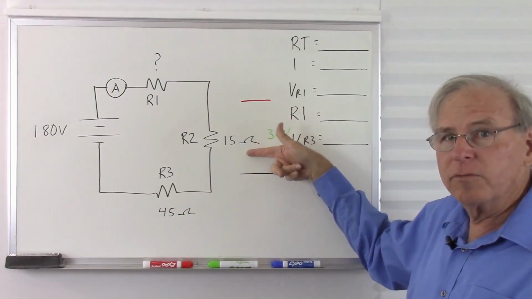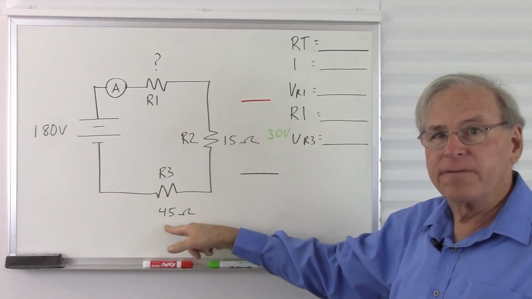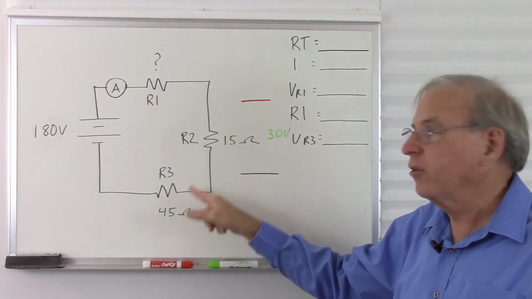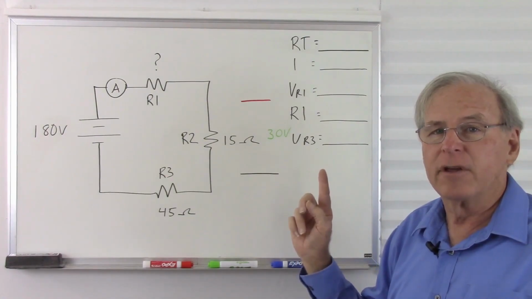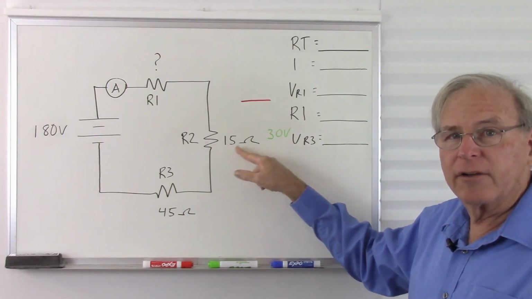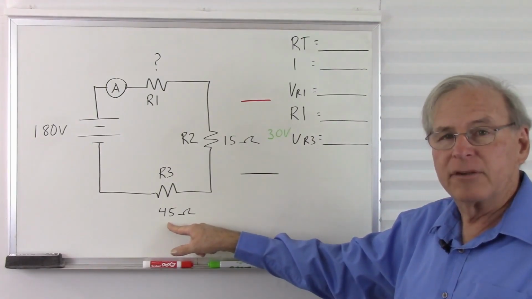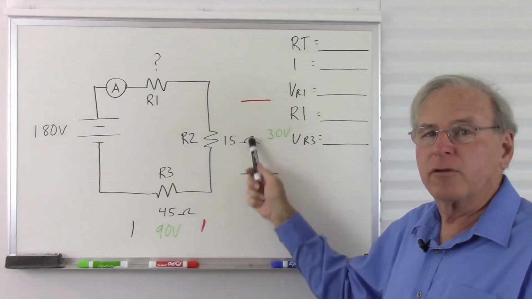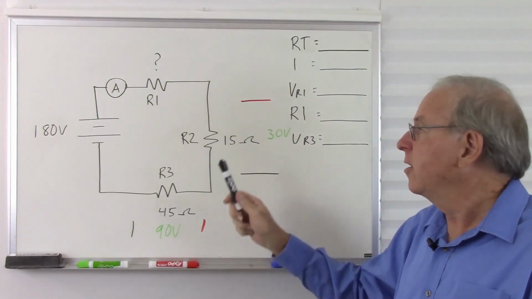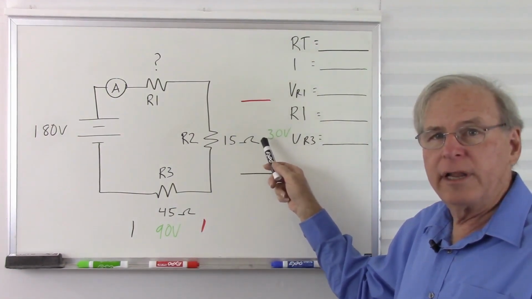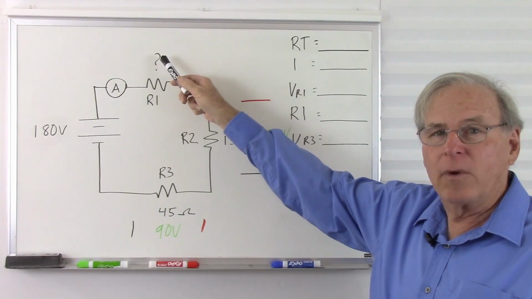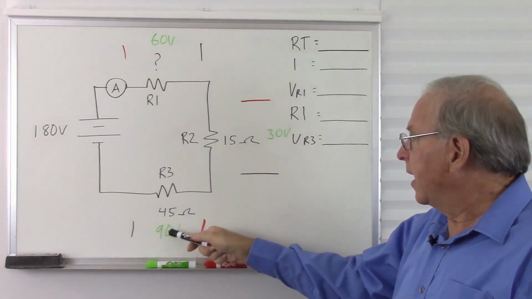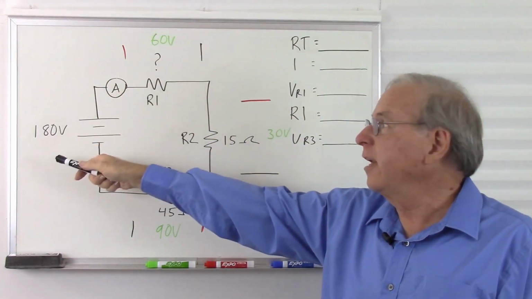So I have 15 ohms and 30 volts. Here I have 45 ohms. That is 3 times this resistance. So R3 has 3 times the resistance of R2. Therefore, it must have 3 times the voltage. So if R2 has 30 volts, R3 must have 90 volts. So now between these two resistors, we have 120 volts. And we know that the total voltage must add up to 180. So if we have 120, and the rest must add up to 180, what do we have here? 60 volts. So now 90 volts plus 30 volts plus 60 volts equals 180 volts.